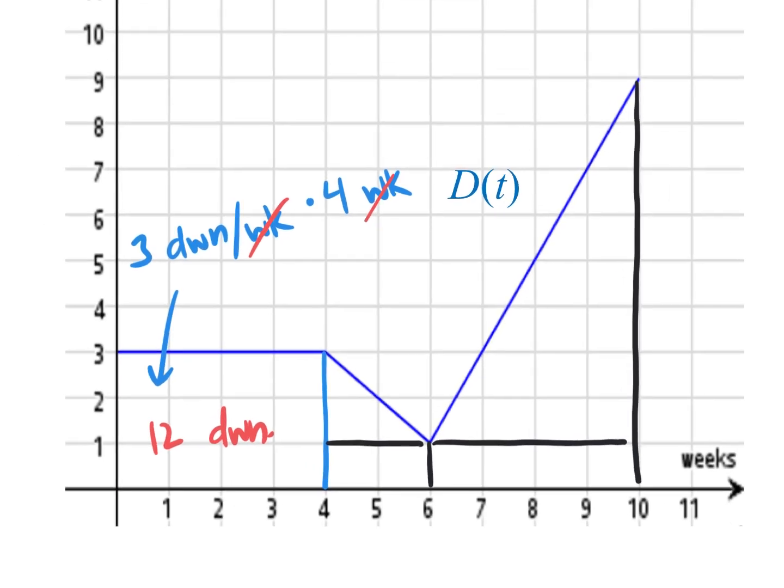So let's go ahead and do that. My area of this triangle here would be 1/2 base times height. So that gives me 2. This rectangle underneath is going to give me 2 times 1, which is also 2.